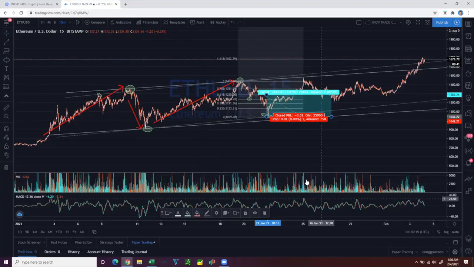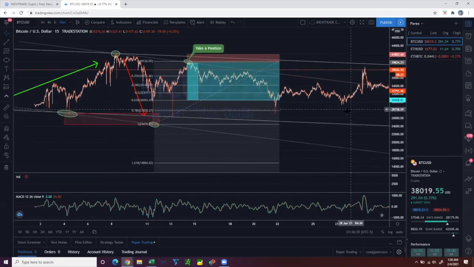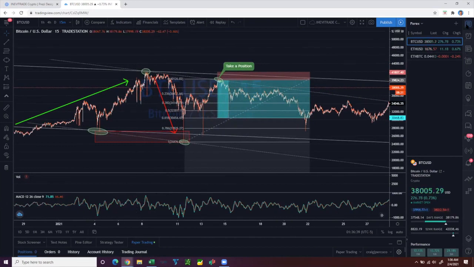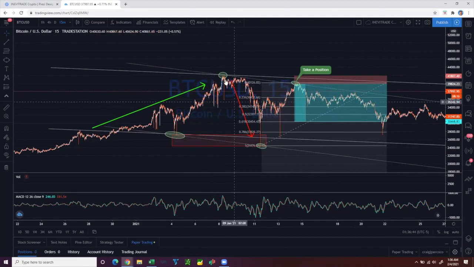So now I'm going to show you an example of a short on Bitcoin. We're going to follow the same exact procedures on this sort of trade. We're on the 15-minute frequency. We're scrolling all the way out so that we can see full visibility. This time we're trading a downtrend.